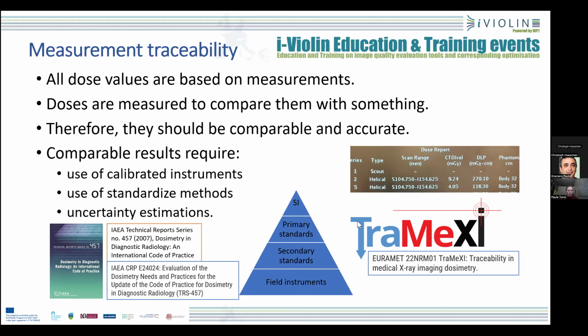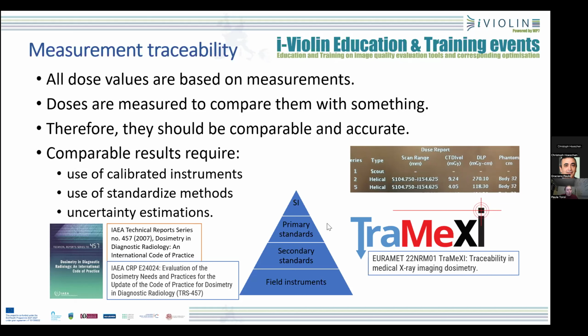So when we want to compare two doses, it's very important to understand what the uncertainty is so that we can estimate if we have a difference between two values. So for example, in this dose display, if you have a CTDI-vol of 9.24, and you have a limit that it should be below 10, if you don't know the uncertainty, it's quite difficult to say if it's really below 10 or not, if the uncertainty would be like 50%.